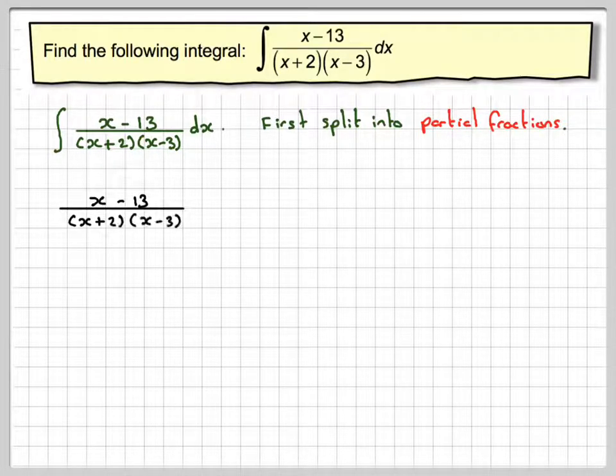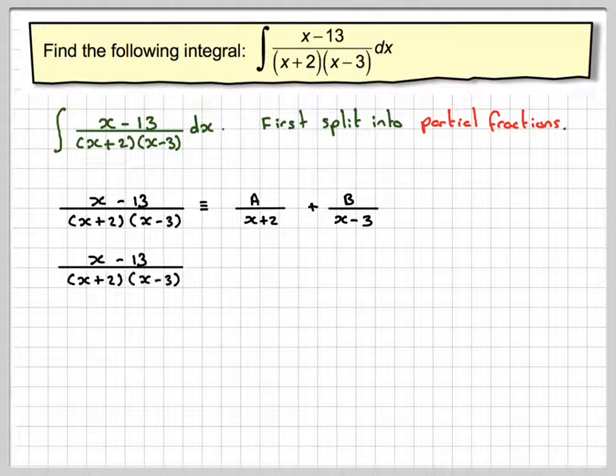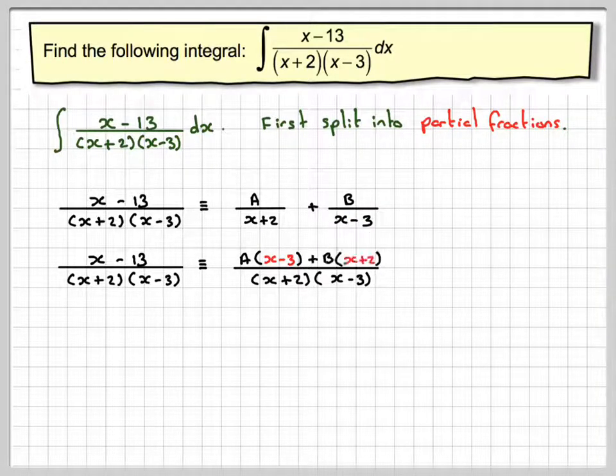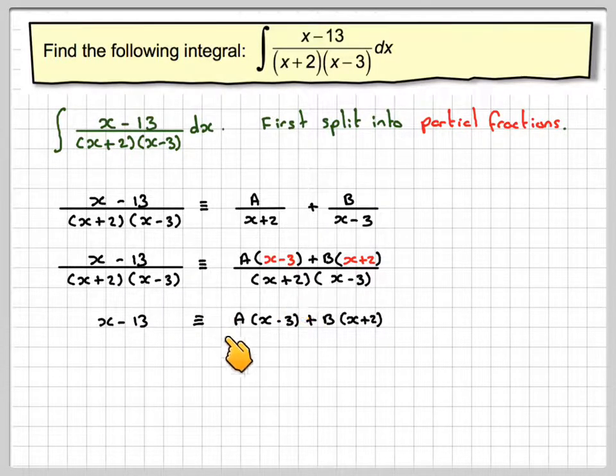So we've got (x - 13) over (x + 2)(x - 3). That can be split into A over (x + 2) plus B over (x - 3). We've got to find A and B. If we make the left hand side the same as the right hand side, so we put a common denominator of (x + 2)(x - 3), A would have had to be multiplied by (x - 3) and B would have had to be multiplied by (x + 2). And then, because we've got the same denominator, the numerators will be the same. So x - 13 will be A times (x - 3) plus B times (x + 2).